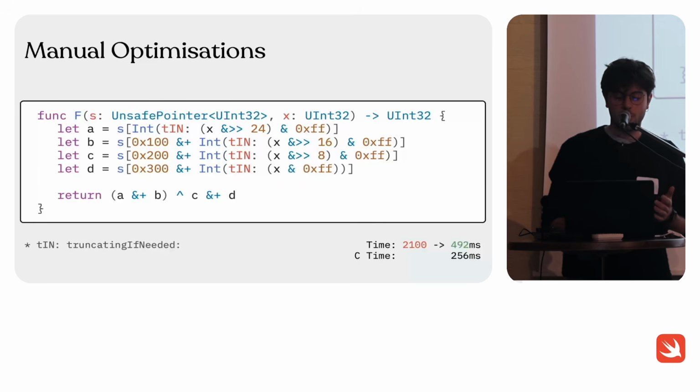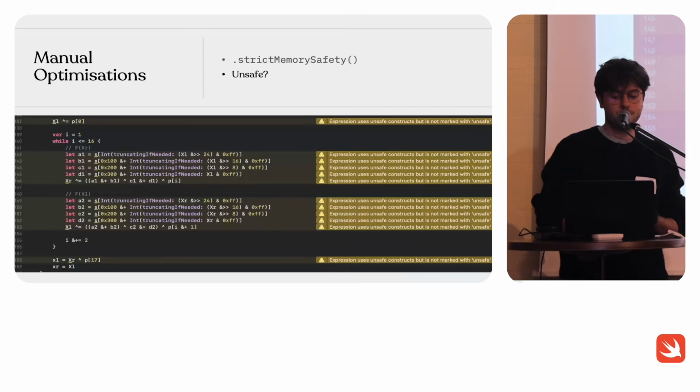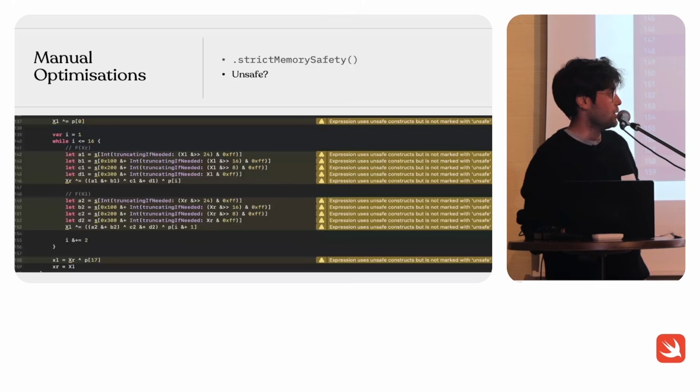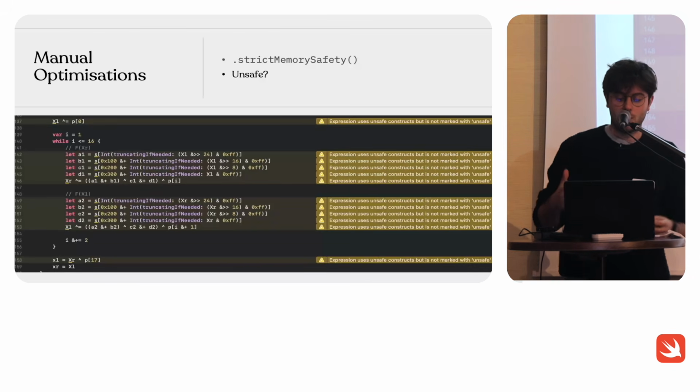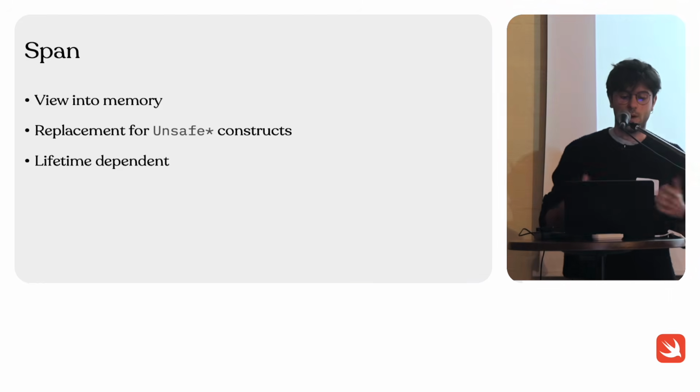However, if you use unsafe pointers like this in a library and also use the strict memory safety flag that we've been gradually adopting in Vapor 5, your codebase will look something like this, which is quite worrisome, if you ask me. So I wanted to solve this, and this led to my third approach, which was using span.